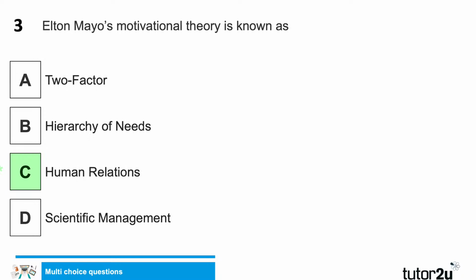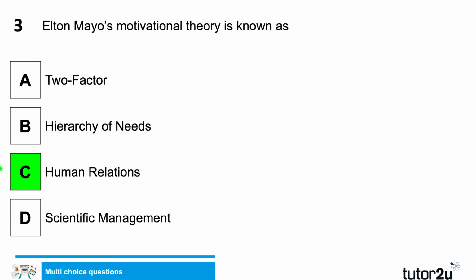Let's reveal the answer. And it is the human relations theory. So it's based on the Hawthorne experiment. So the two-factor theory is Herzberg. Hierarchy of needs is Maslow. Human relations is Elton Mayo. And scientific management is Taylor. So remember, scientific management is all about pay and piecework.